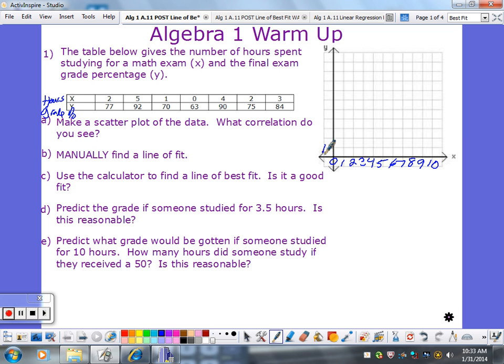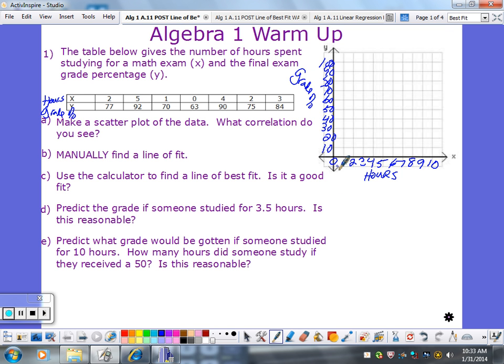And then the grade. I went by 10. Now if you went by something else, that's okay too. But I went by 10. So I put my graph on here. It's always a good idea to label your axes. So these are the hours studied, and this is the grade in percent that you got.